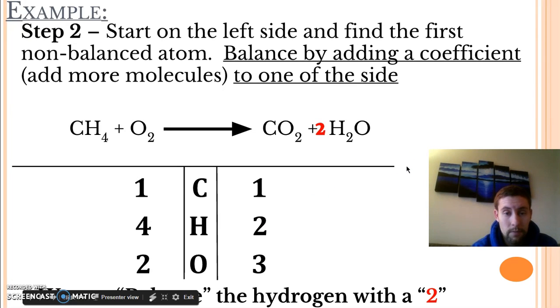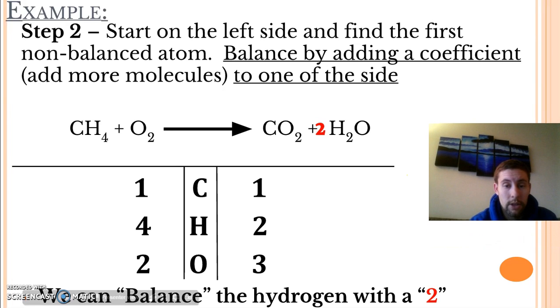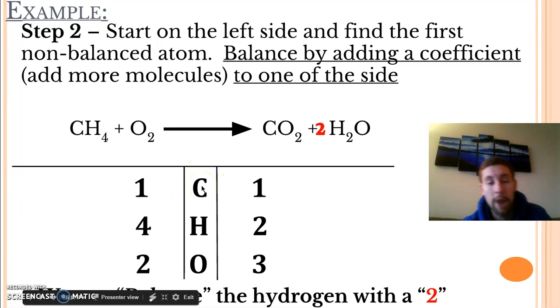So then we need to start to balance it. We'll start on the left side and find the first non-balanced atom. I usually go from the top down, so carbon, but that's already balanced, so we're good. Hydrogen is not balanced. There's 4 on the left and 2 on the right. So we need to add a coefficient.